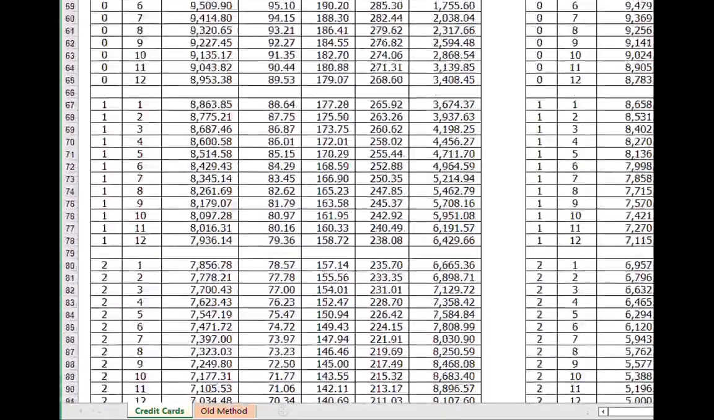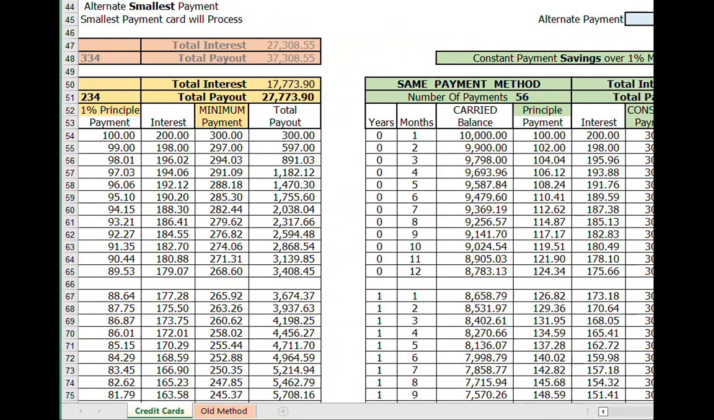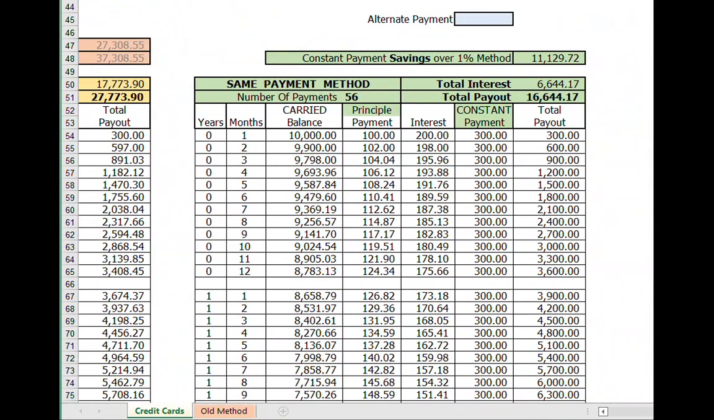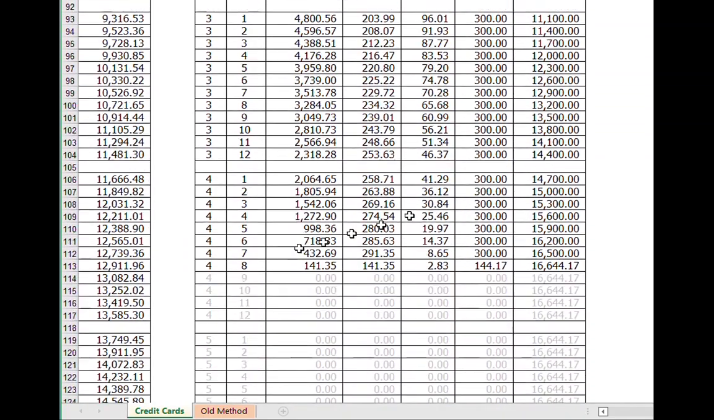The second table shows payoff by making the same payment every month, just like you would on any other loan. As we scroll down on this second table, we see it only takes 4 years and 8 months to totally pay off this loan. That's almost 15 years difference.